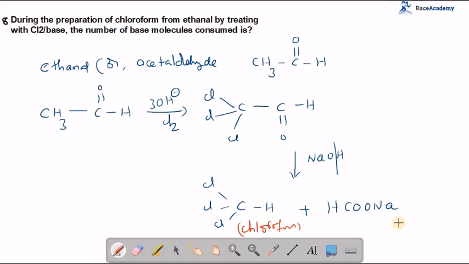This is sodium formate. For this purpose, we have taken here 3 moles of sodium hydroxide. Here we have taken 1 mole of sodium hydroxide. Means, what is the total number of molecules consumed here? The total number of molecules consumed here is 4 for this question.